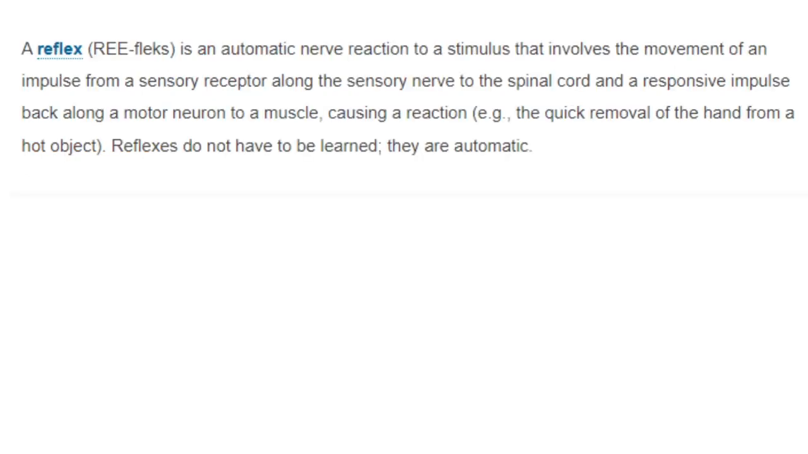A reflex is an automatic nerve reaction to a stimulus that involves the movement of an impulse from a sensory receptor along the sensory nerve to the spinal cord and a responsive impulse back along a motor neuron to a muscle, causing a reaction. Example: the quick removal of the hand from a hot object. Reflexes do not have to be learned; they are automatic.